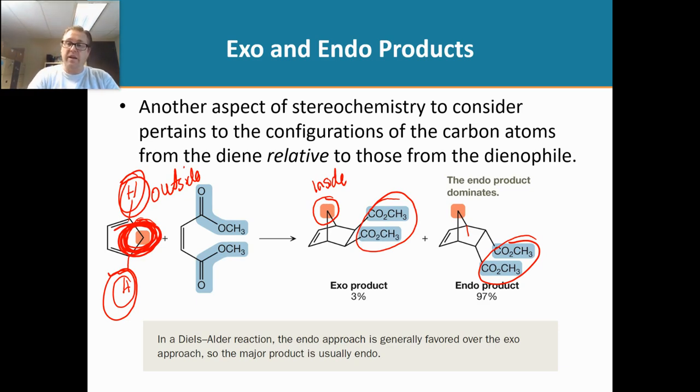Okay. Now you can also see that the endo product is the favored product. Another key piece of information that you need to remember. Now, we will delve deeper into the reason behind the endo is the major product later, but we're just putting it out there. Got to make sure you understand that. Endo, more stable, or the prominent, this product dominates, okay, when we do these reactions.